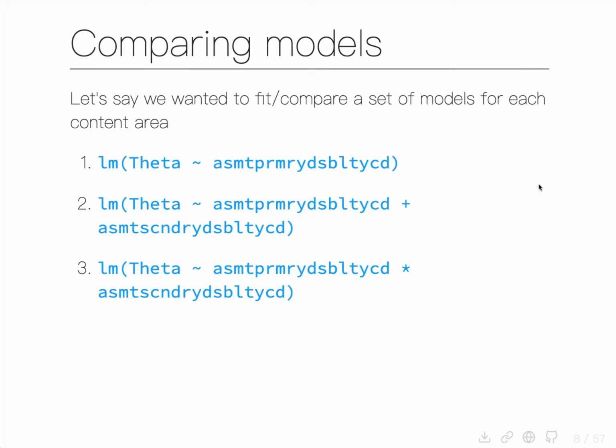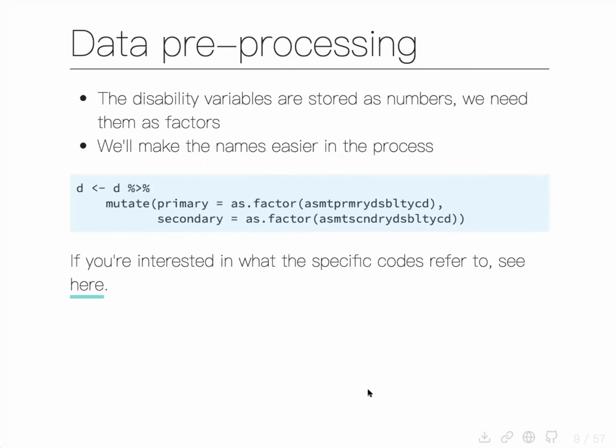But pretend we wanted to fit these three models, right? One with the primary disability predicting their test score, one with their primary and secondary disability, and one with their primary and secondary disability as well as the interaction. Then we wanted to compare the fit of those various models. So we would first want to make primary and secondary factors, which is what I've done here.